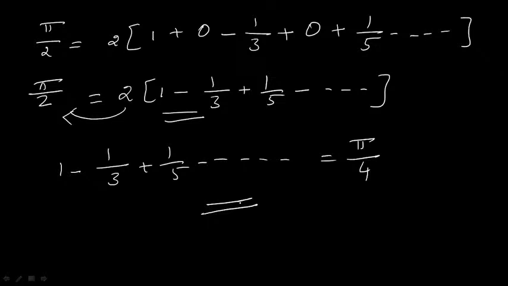Up to this, hope you got a clear idea about how to find the Fourier expansion when the given function is of odd type.